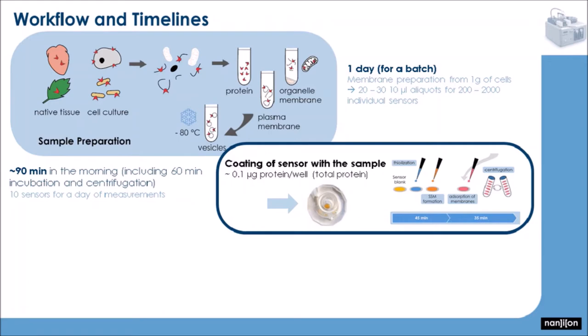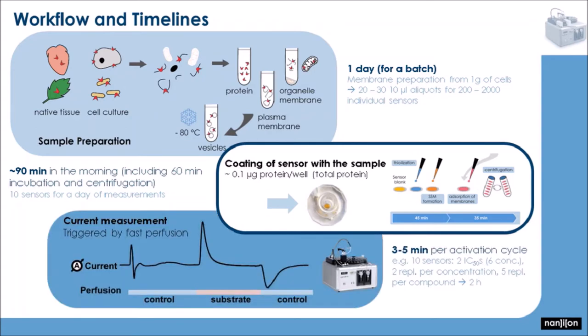So usually we prepare 10 sensors for a day of measurements in the morning, and then during the day you can do the measurements. Each activation cycle takes about 3 to 5 minutes. So for example, if you have 10 sensors, you want to measure 2 IC50s with 2 compounds with 6 concentrations. You want to do 2 replicates per concentration, and you use 5 sensors for compound number 1 and 5 sensors for compound number 2. It will take about 2 hours for your data set.